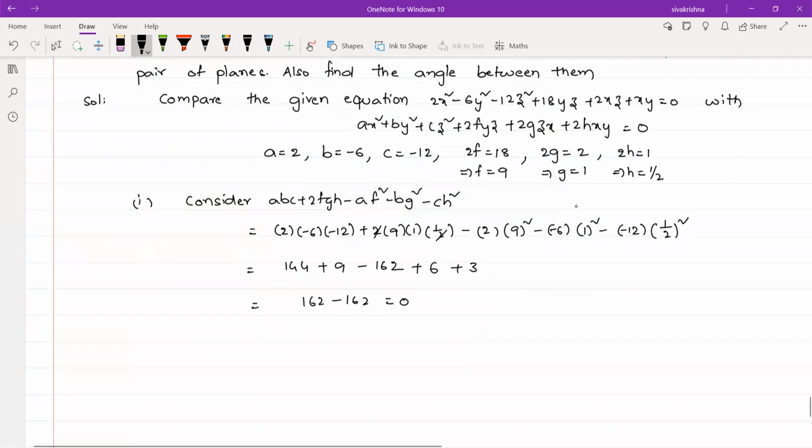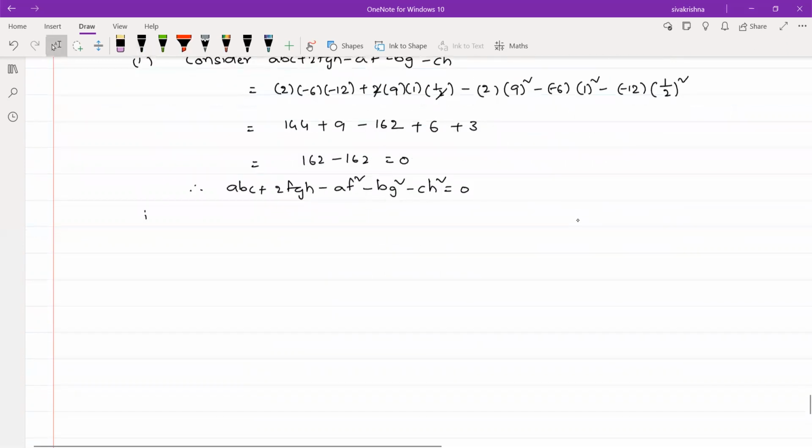Therefore, the first condition is satisfied. That is, abc + 2fgh − af² − bg² − ch² is equal to 0. This is the first condition we have to verify, and yes, it is verified. Coming to the second condition, we have to verify f² ≥ bc. I am writing that f² ≥ bc.